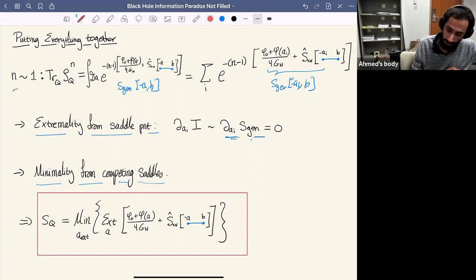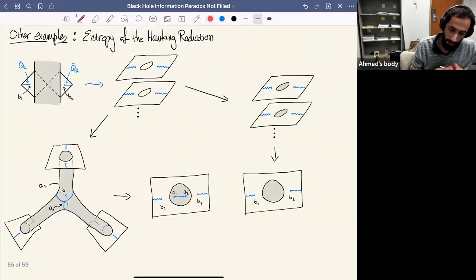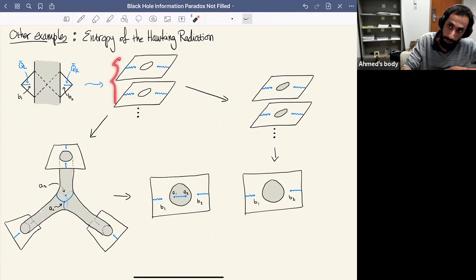So next, I wanted to talk about another, more interesting example. This is going to be very quick, just going to draw pictures. Let's imagine doing the same thing for computing the entropy of the Hawking radiation, where by the Hawking radiation, I mean a region that looks something like this. Okay, this is what we discussed last time. Again, you have to follow the same procedure, consider many copies as such.